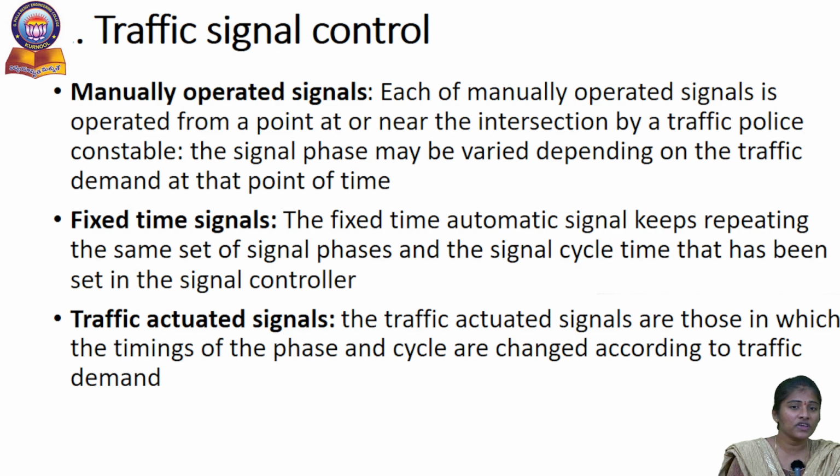So next we have fixed time signals. The fixed time signals are the automatic signals which keep repeating the same set of signal phases and signal time irrespective of the traffic volume. So the fixed time signals won't consider the type of the traffic demand there. They will keep on giving the same amount of the cycle time. Next we have traffic actuated signals. The traffic actuated signals are those in which the timings of the phase and cycle will be changing according to the traffic demand automatically.